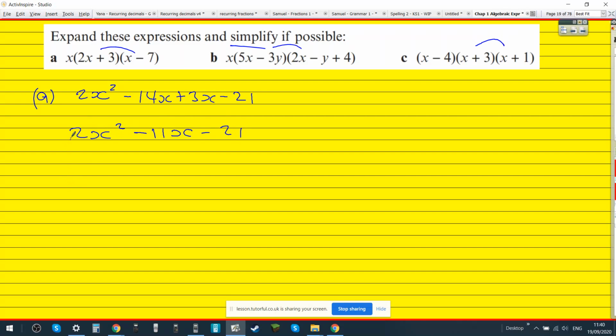Then what would you do with the x at the start? That we never used. Now you would multiply everything by x. So it'd be 2x cubed minus 11x squared, not cubed. And then minus 21x. Very good. Let me see. I'll leave those and just see if they become important later.